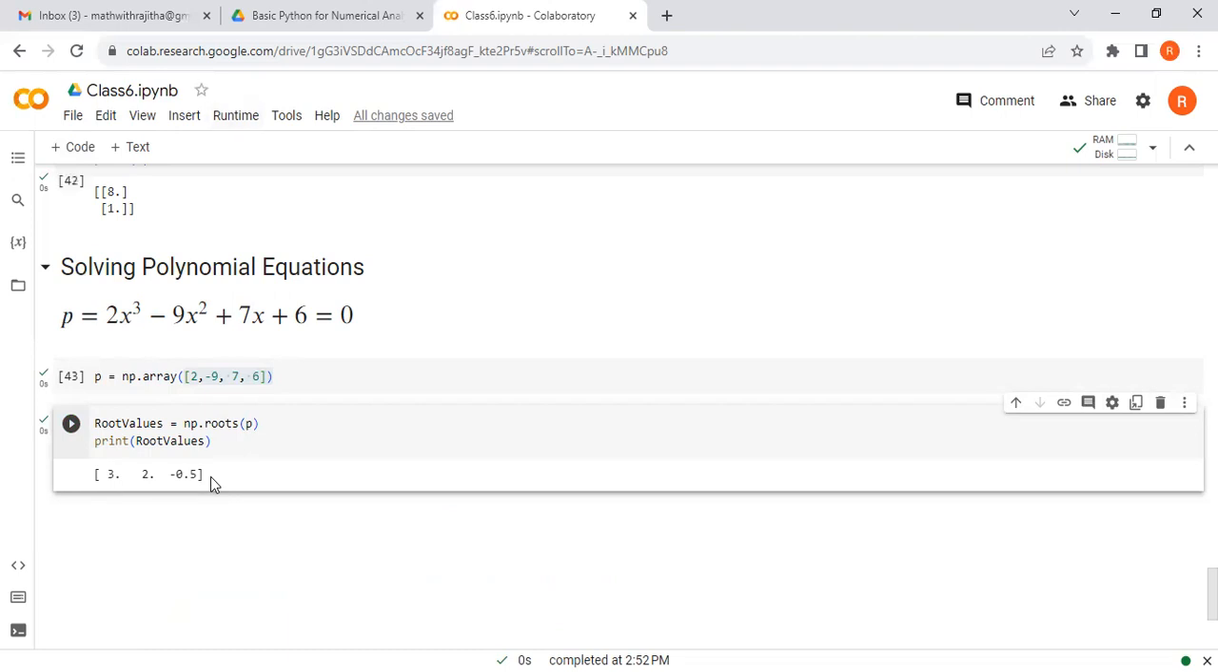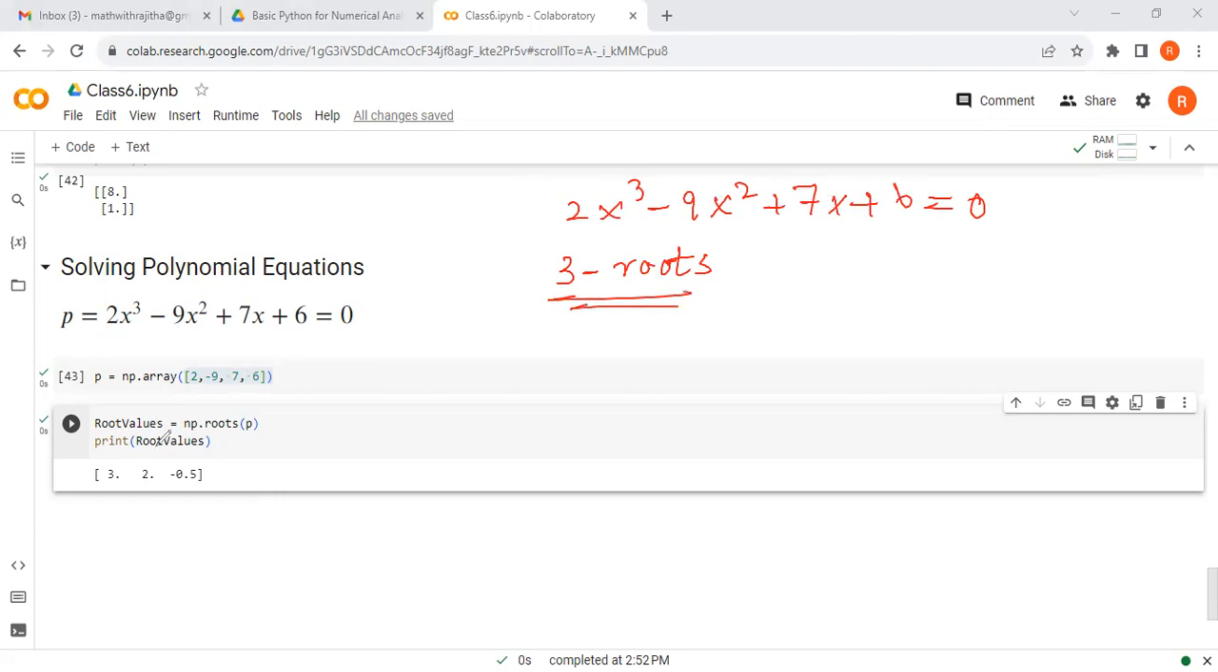We can check. Now I have my polynomial function 2x cubed minus 9x squared plus 7x plus 6 equals 0. We know that this is a cubic equation, so 3 roots have to be there. Python has given me 3 roots: 1, 2, 3. So that condition is satisfied. Next, we need to see if these values satisfy equation 1. I can substitute the value 3 in equation 1.